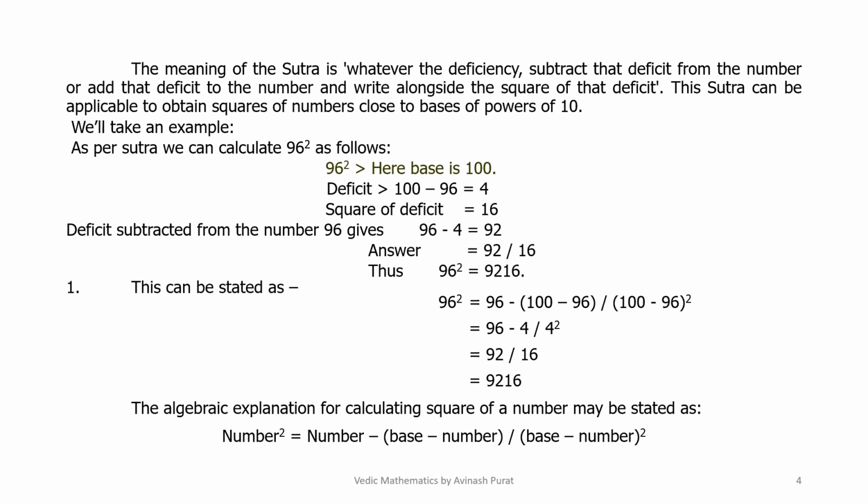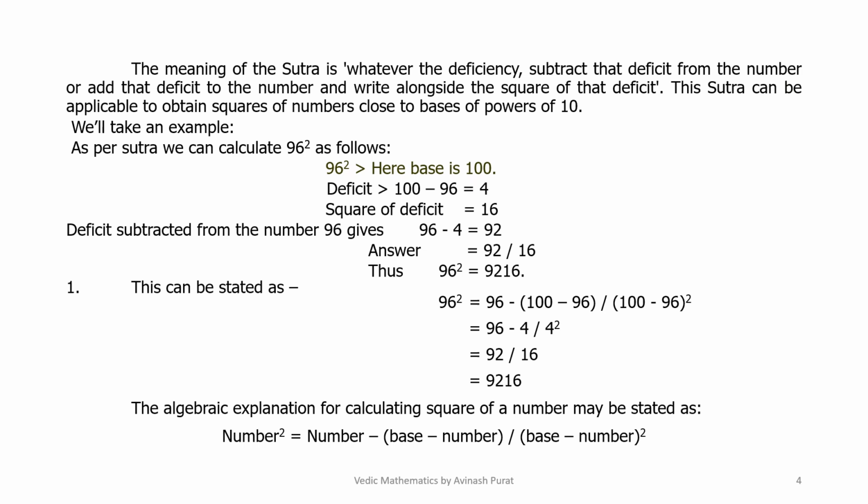96 square, here base is 100, deficit is 100 minus 96 equal to 4, square of deficit is equal to 16. Deficit subtracted from the number 96 gives 96 minus 4 equal to 92. So the answer is 92 stroke 16. Thus 96 square equals 9216.